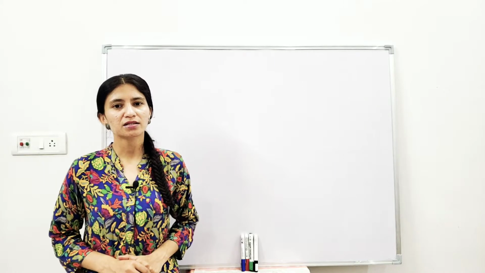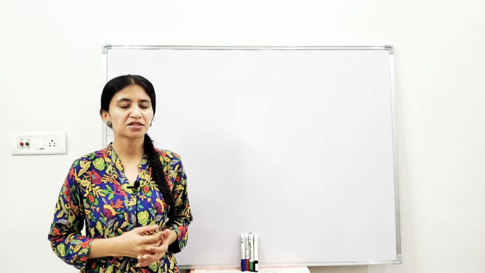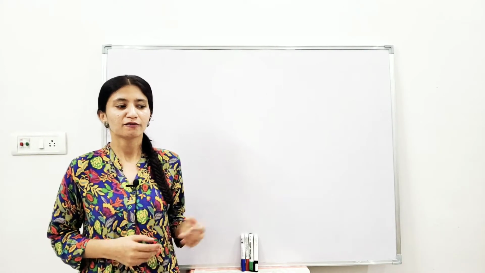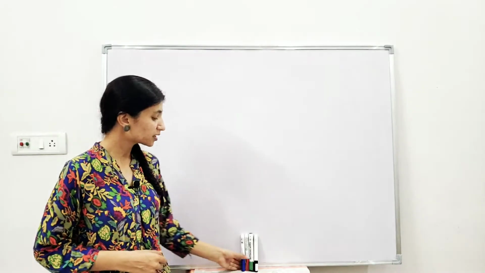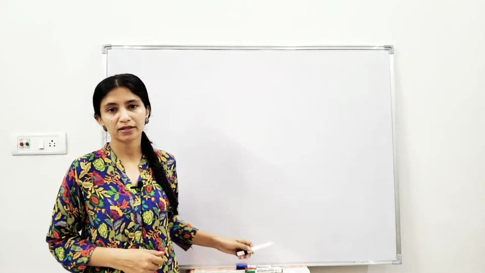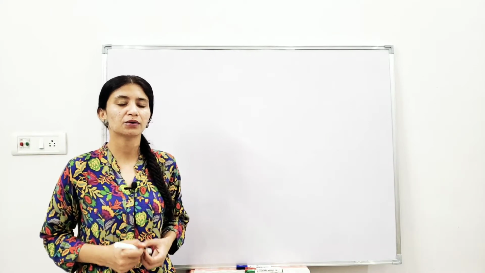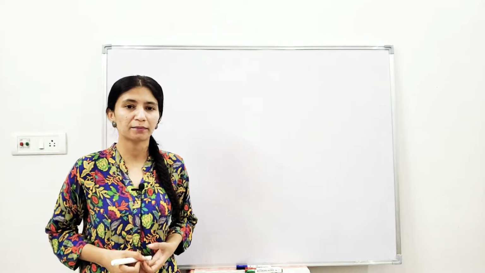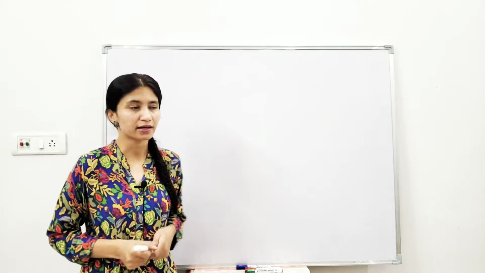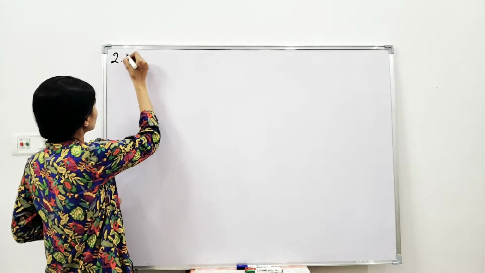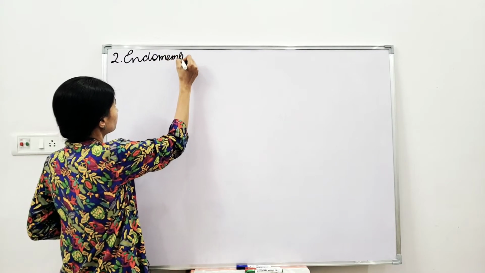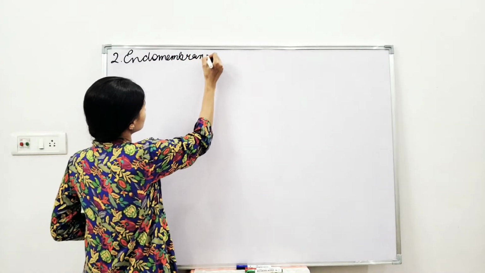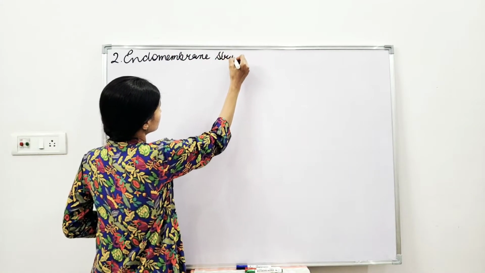So in the last class, we discussed the endomembrane system. We just did the introduction part of it from the chapter, The Cell: The Unit of Life, from class 11th. So proceeding in this chapter on the same topic, endomembrane structures, today we're going to discuss the endomembrane structures, or endomembrane components, of the cell. So let's begin with the topic. Endomembrane structures.